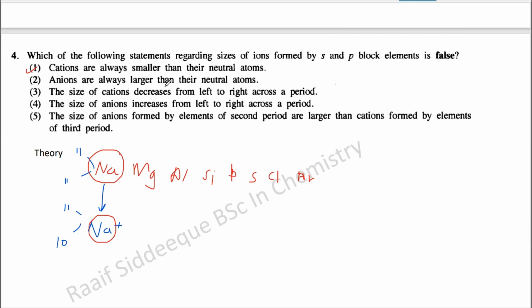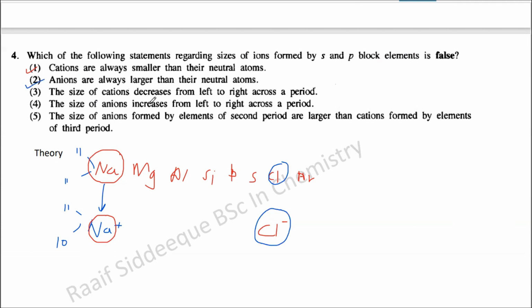And anions are always larger than their neutral atoms. We will consider the anion chlorine here: chlorine and Cl minus. Again, same number of protons, but there is an additional electron now, which shields the effective nuclear charge, so it will expand a little bit. Chlorine will be like this, and Cl minus will be a little larger. Similar comparison: here one electron is missing, here one electron is added. So this is also correct.